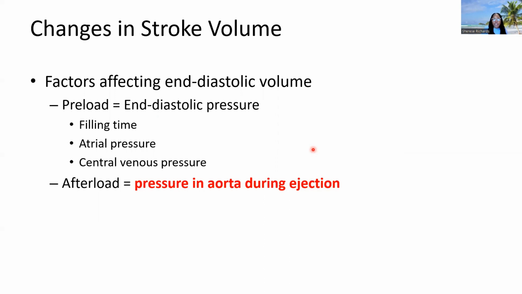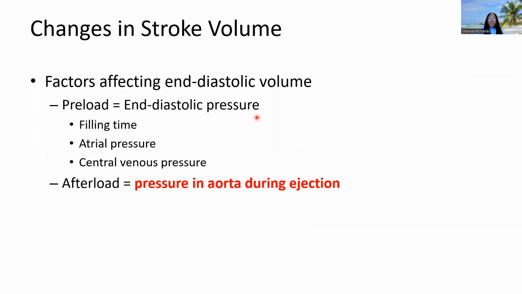Same with our afterload. Afterload is basically how much pressure exists in the aorta, being the main vessel that we look at, and that will determine how much blood can effectively leave the ventricles given the amount of resistance that blood has to face in the peripheral vasculature. Preload, on the other end, is what's coming into the heart. So afterload is what's leaving, preload is what's coming in.